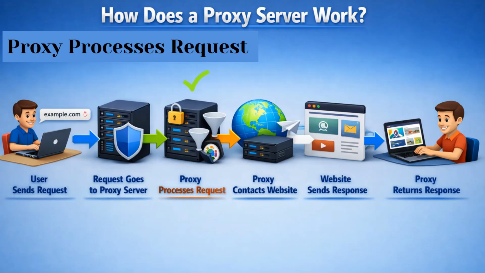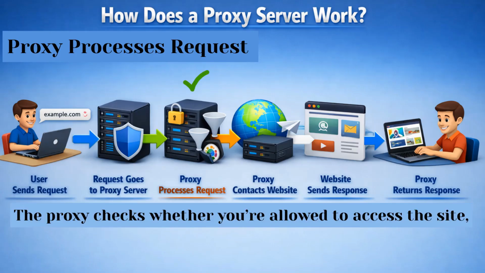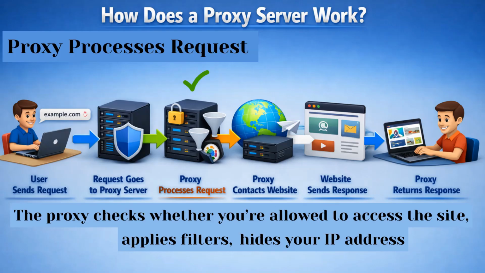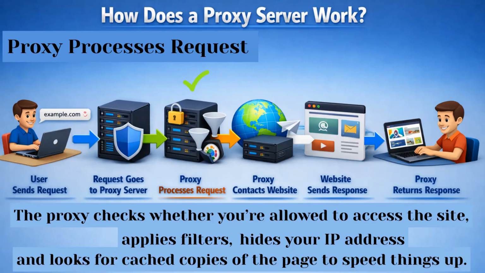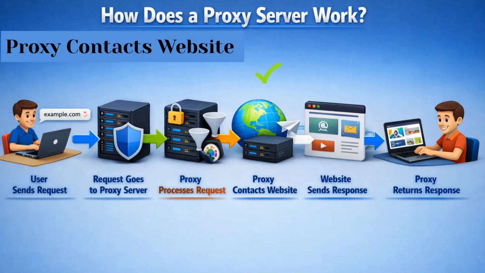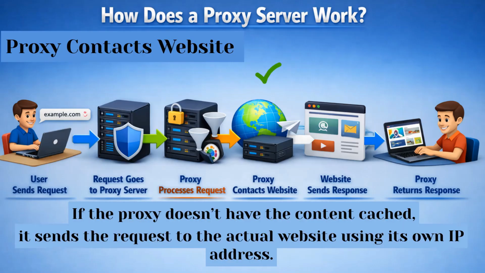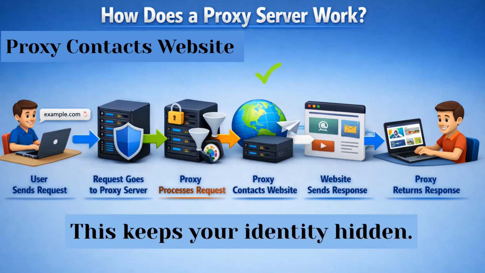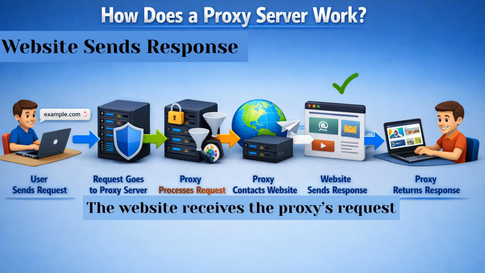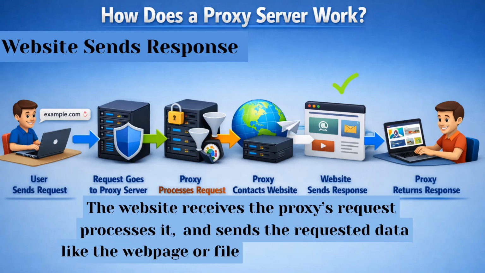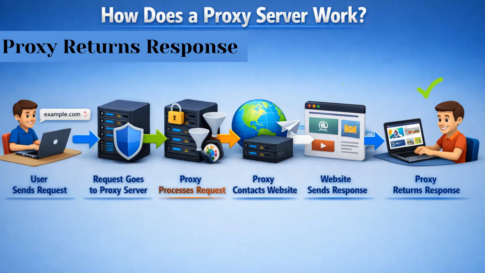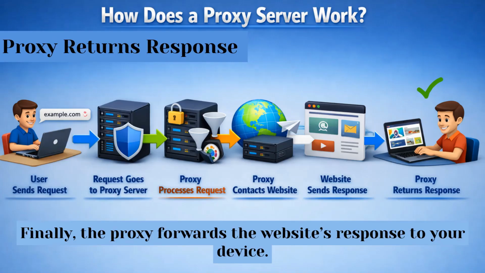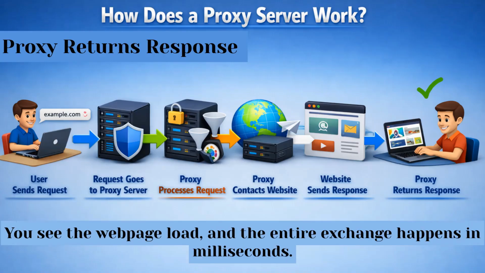Proxy processes request. The proxy checks whether you're allowed to access the site, applies filters, hides your IP address, and looks for cached copies of the page to speed things up. Proxy contacts website. If the proxy doesn't have the content cached, it sends the request to the actual website using its own IP address. This keeps your identity hidden. Website sends response. The website receives the proxy's request, processes it, and sends the requested data, like the web page or file, back to the proxy server. Proxy returns response. Finally, the proxy forwards the website's response to your device. You see the web page load, and the entire exchange happens in milliseconds.